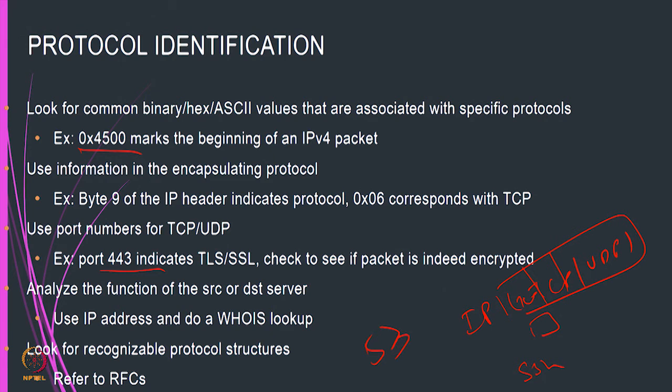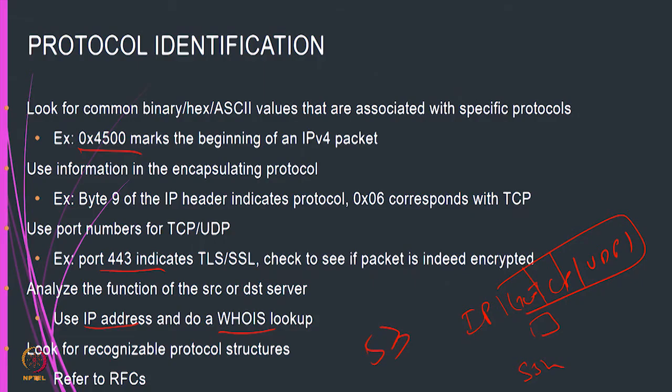So, using these standard ports you could identify what kind of protocol packets are flowing in the network. The other thing that you can do is use the IP address with something known as WHOIS lookup. This is a public website. If I give the public IP, it will tell you its domain name. For example, google.com has a particular public IP, etc.